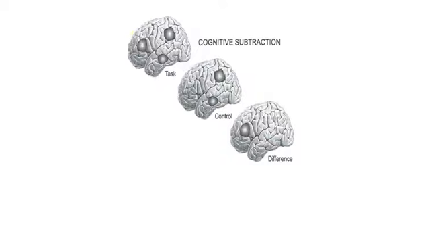If this is the activation that we see while somebody's doing a task, like say viewing nouns, and this is the image that is obtained when the person is just having their eyes open and looking straight up, we subtract this image from this image, and the difference is here. This is the area that would seem to be associated with reading or viewing nouns. Does that make sense? Okay.